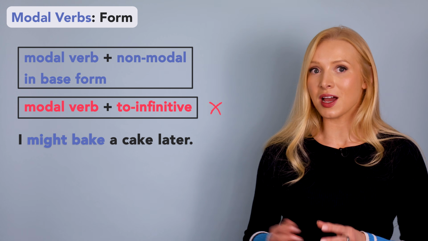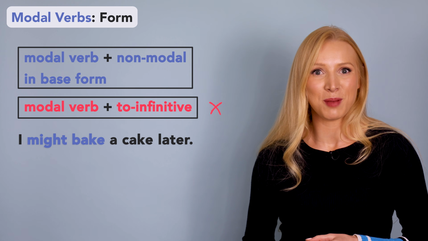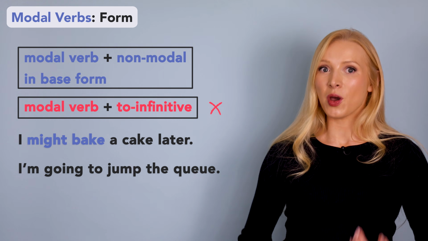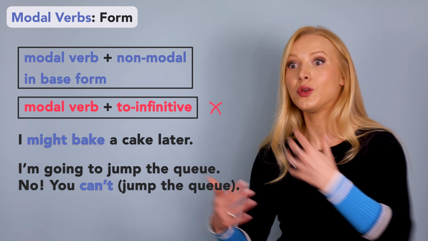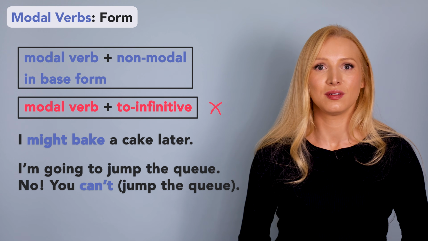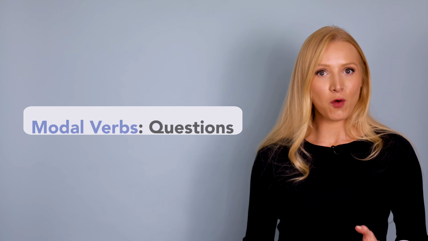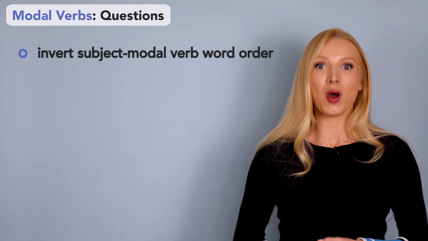Modals will sometimes appear alone when we don't want or need to repeat a previous verb. For example, I'm going to jump the queue. No, you can't. No, you can't jump the queue. Is there anything more British than that example? We love queues.